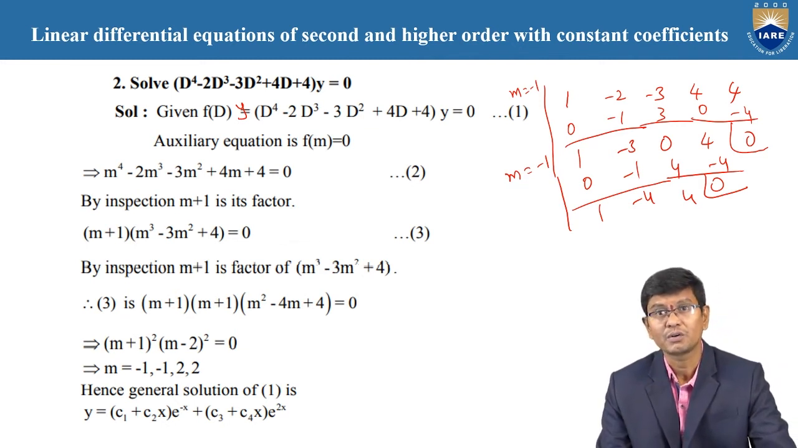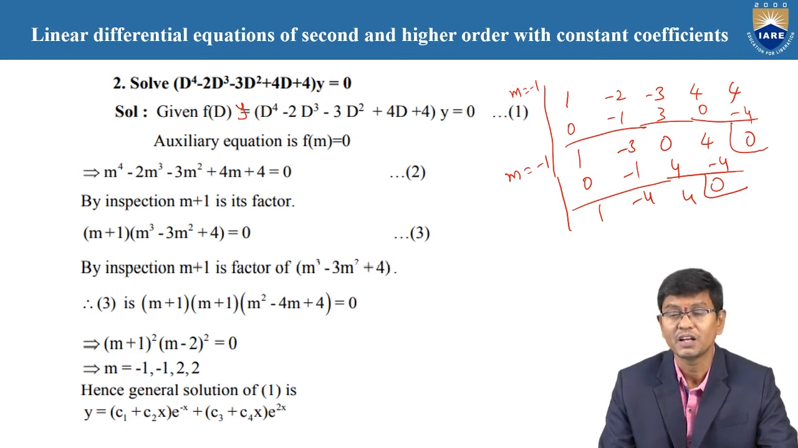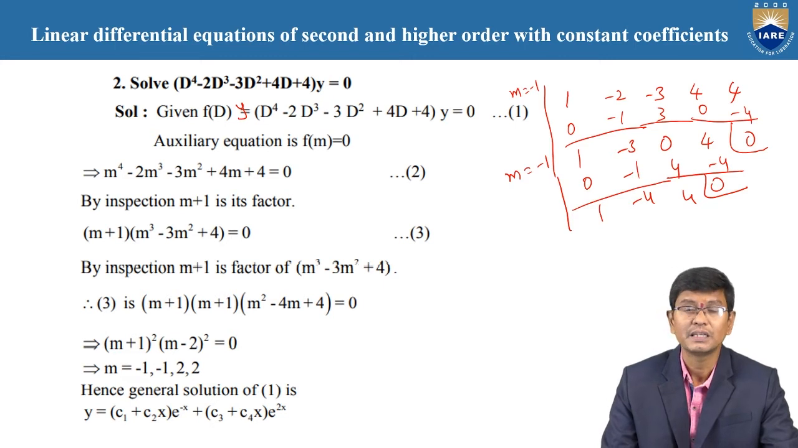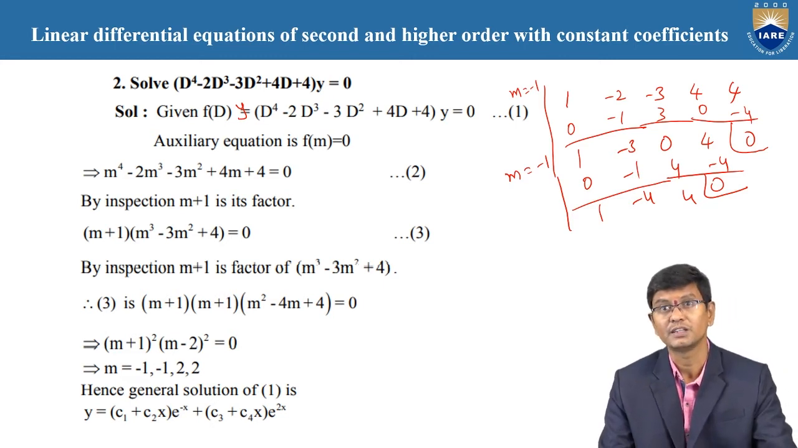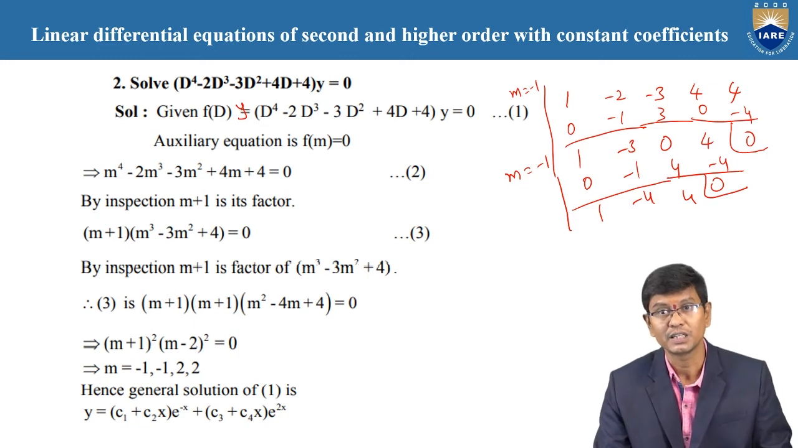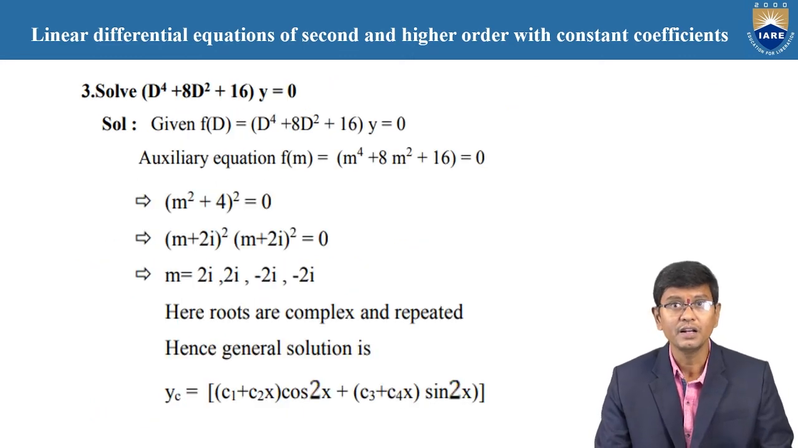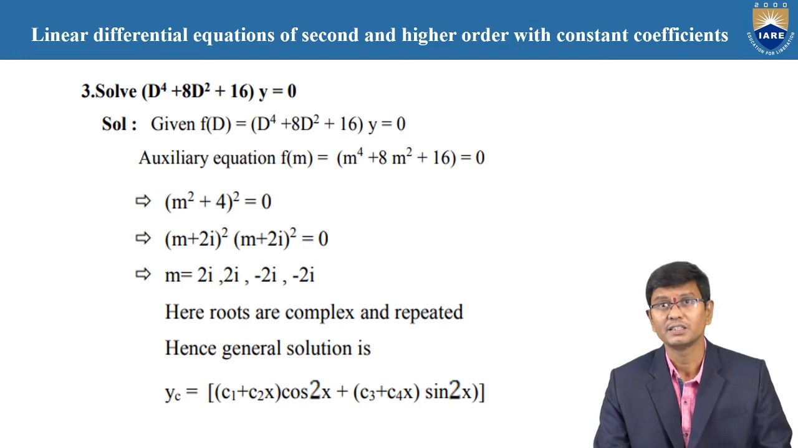Therefore, according to the conclusion, the general solution of equation 1 you need to write is y is equal to c1 plus c2x into e power of minus x plus c3 plus c4x into e power of minus 2x. That is the solution. Next, solve d power 4 plus 8d square plus 16 into y is equal to 0.